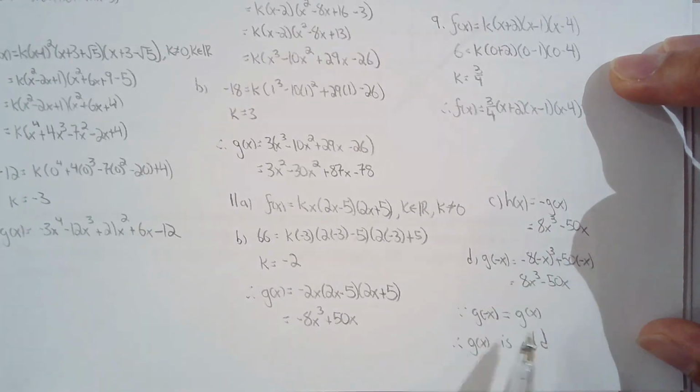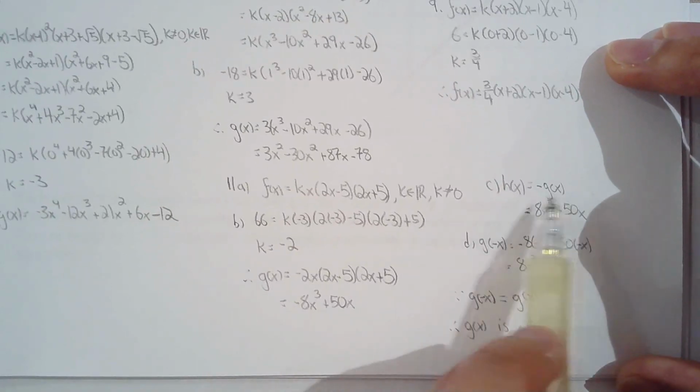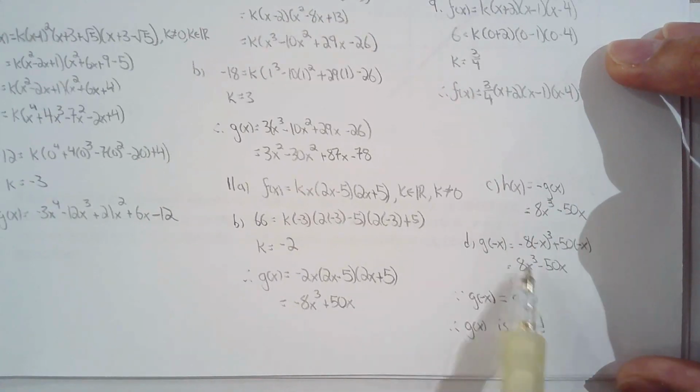And they ask us, is g of x odd? And you realize it is, because g of negative x is equal to negative g of x. So I use part C to help me out here. Because I have negative g of x, and hey, it's the same as g of negative x, which means g of x is odd. And that's just refreshing your memory from what you did in chapter 1 with even and odd functions.